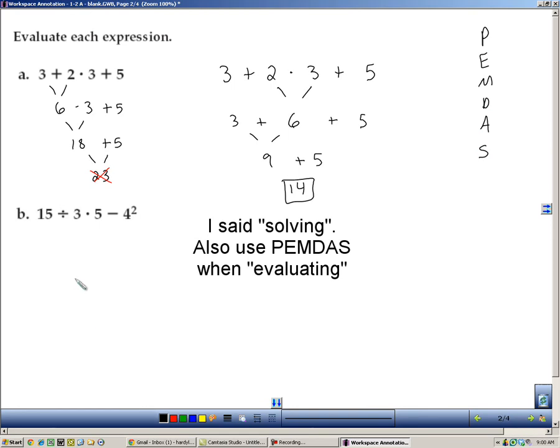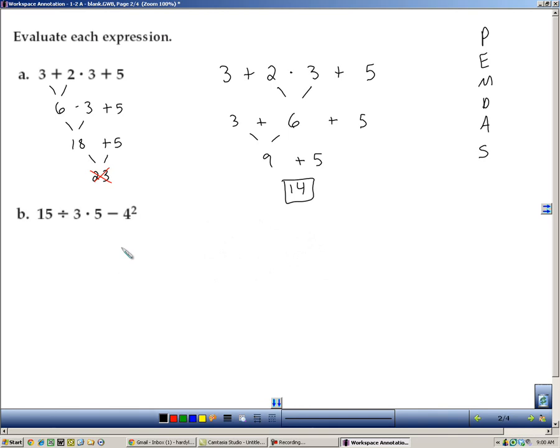Let's take a look at B. Again, we're going to use PEMDAS. There are no parentheses. Now we're going to check for exponents, and there are some exponents here. 4 squared means 4 times 4, which is 16, so we rewrite it. Now we're going to look for multiplication and division from left to right. Some people might take this 3 times 5 and multiply it, but we have to go left to right, so we'll do 15 divided by 3 first, get a 5.